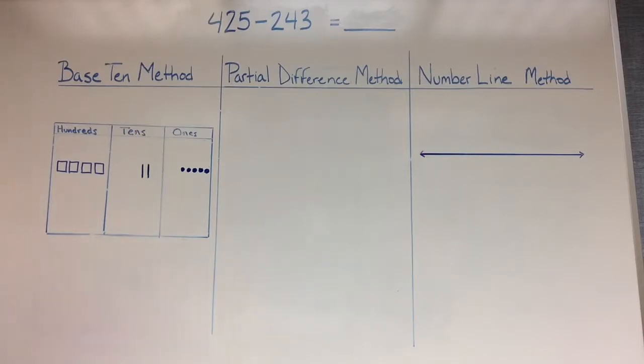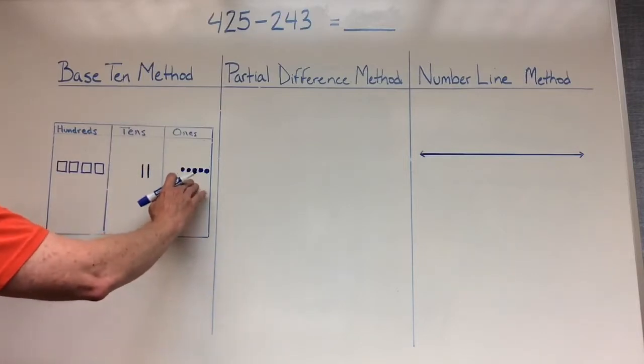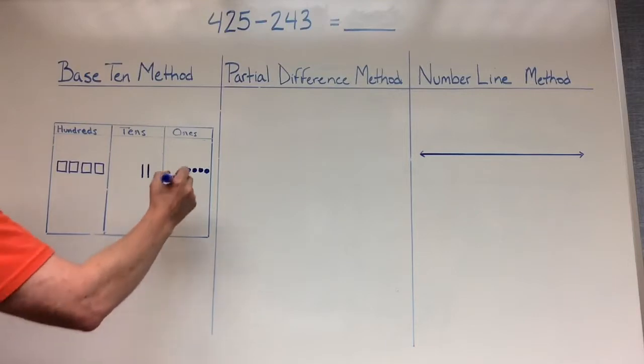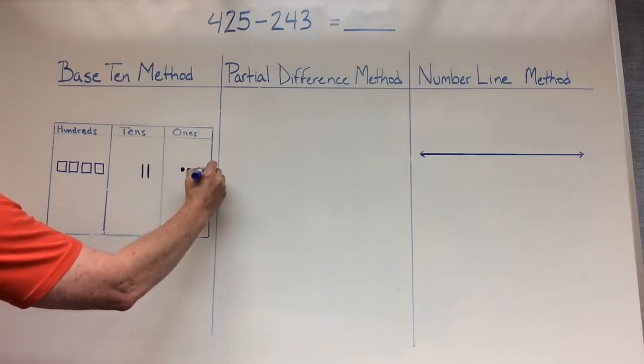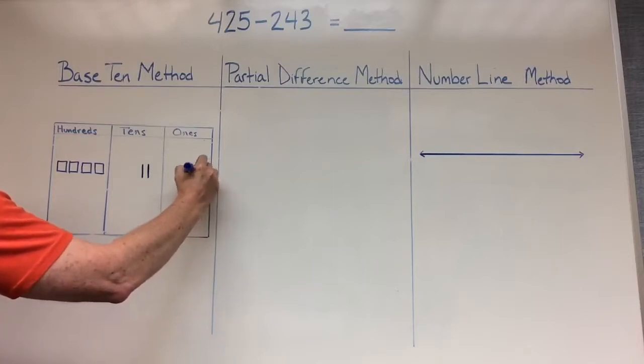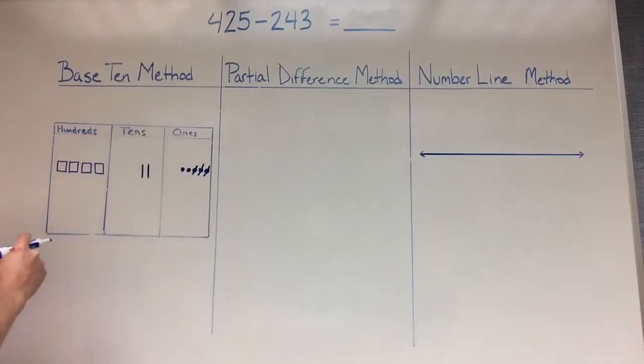Okay, so I am going to subtract now the 243. I'm going to start with the lowest place value. In this case, it is the ones. And I'm going to take away 3 ones from the 5 ones that I already have. I can do that, as I have a larger number of ones than what I'm subtracting, so I can immediately get rid of those. 1, 2, 3. Crossing them out so I know that those no longer are there.